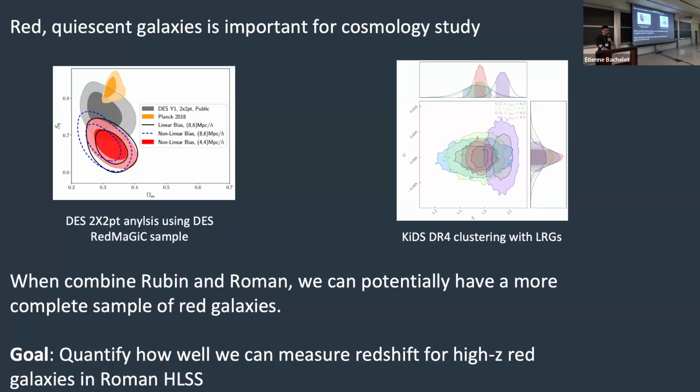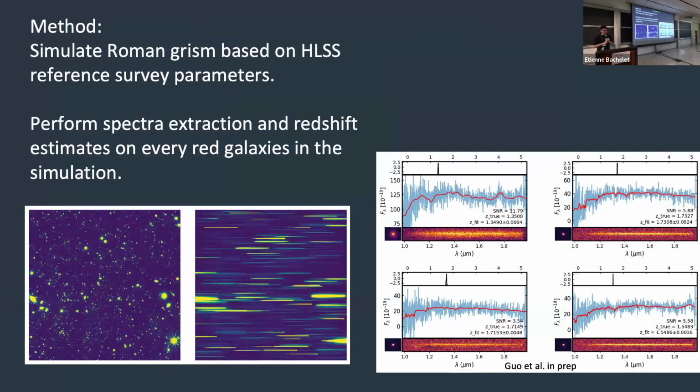So what we're doing is we simulate our own Roman GRISM simulation images based on the reference survey parameters. So we have the 4 position angles and also the default exposure time suggested in the reference survey. And for each of the red galaxies we have in the simulation, we perform spectral extraction and also redshift estimates on every individual red galaxy we have.